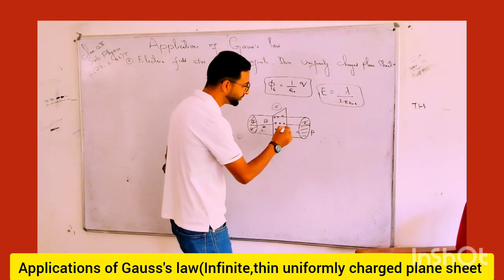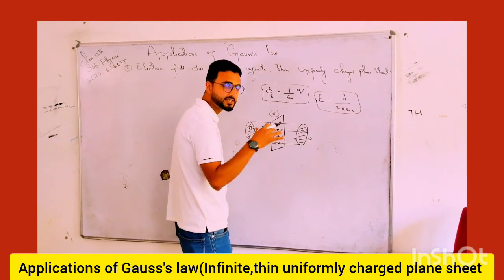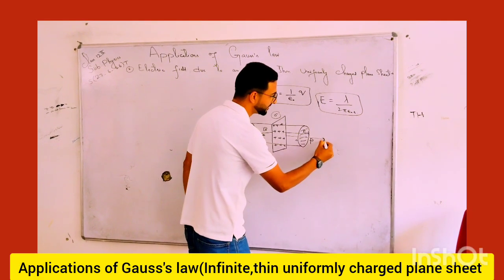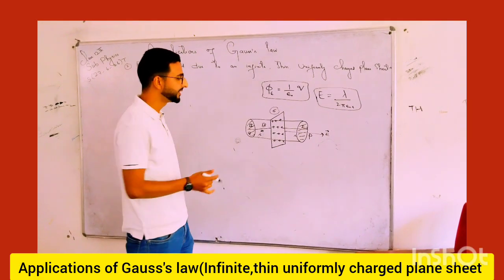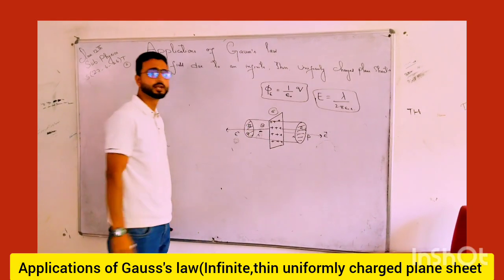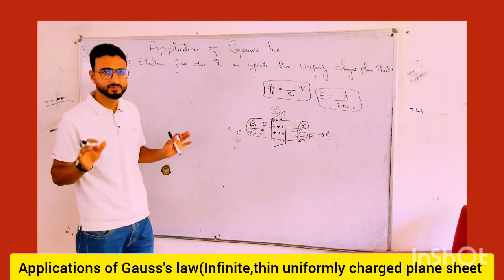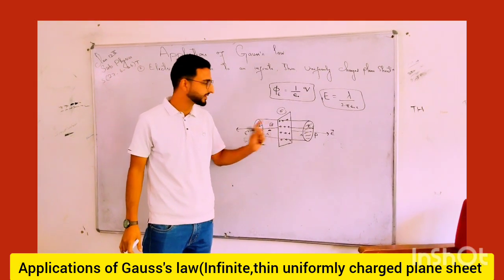Now you already know the electric field intensity due to this thin sheet, by symmetry, is radially outwards. So here this is the direction of the electric field intensity at point P, and this is the direction of the electric field intensity at point Q. You are getting it? You are following the steps. I have simply drawn a Gaussian surface, that is a cylindrical Gaussian surface.